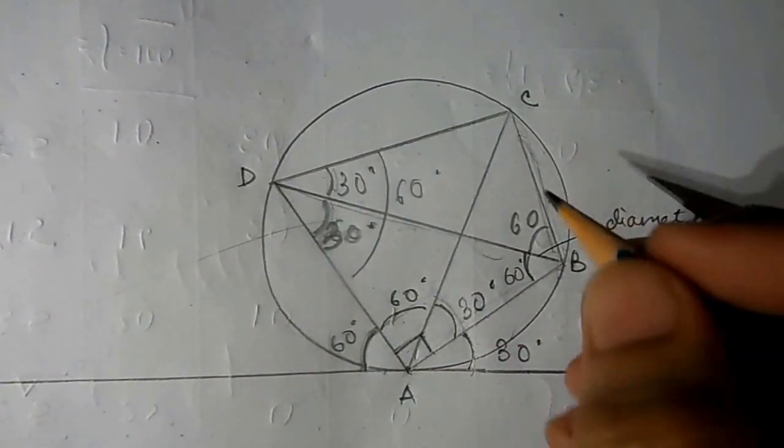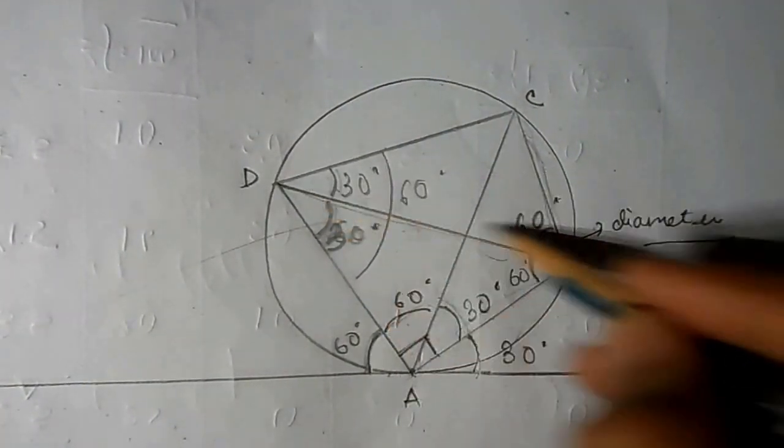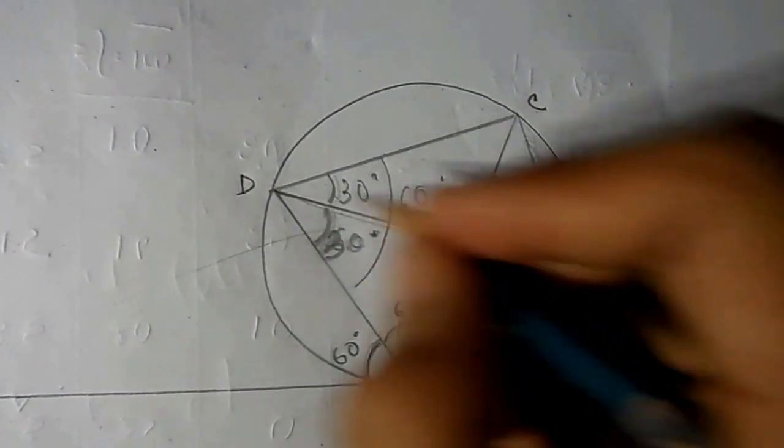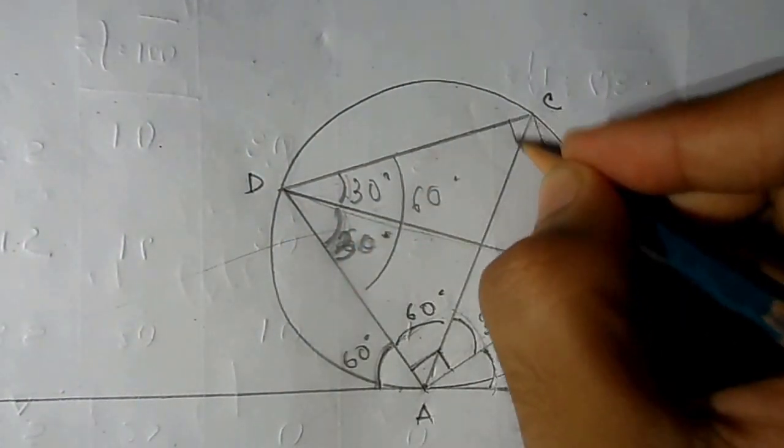Okay, and we know that semicircular angles are 90 degrees, so this is a diameter, so this will be equal to 90 degrees.